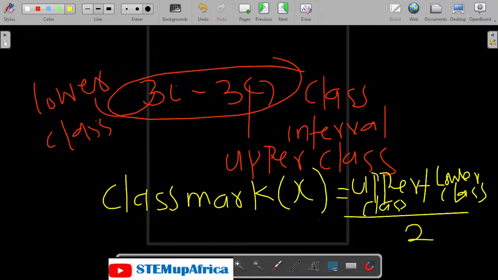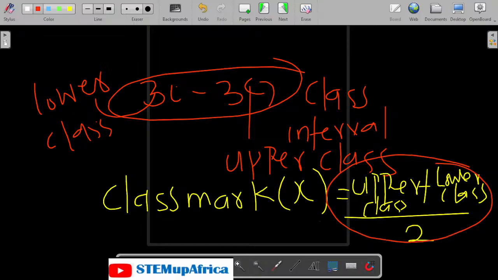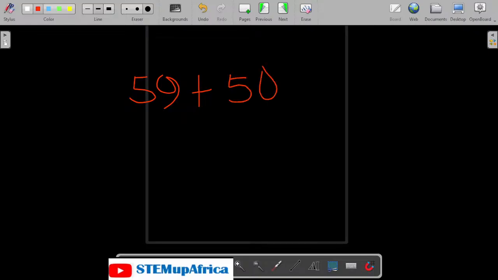So if you go back to the question now, they are asking for the class mark of the third class. This is the first class. This is the second class. This is the third class. So we are dealing with 50 to 59. Let's apply the formula to determine the class mark. We're going to have 59, which is the upper class, plus 50, which is the lower class, divided by 2. This is X, like we said.